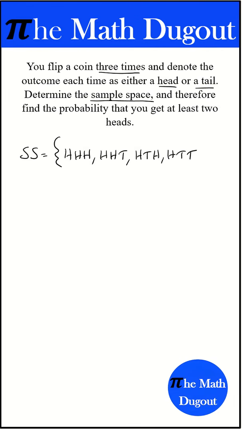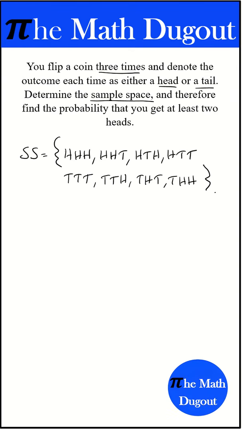Now we can look at what's happening if I was to get a tail first. So I could go tail, tail, tail. I could go tail, tail, head. I could go tail, head, tail, or I could go tail, head, head. So we can see in my sample space that there are 8 different possible outcomes there in that list.